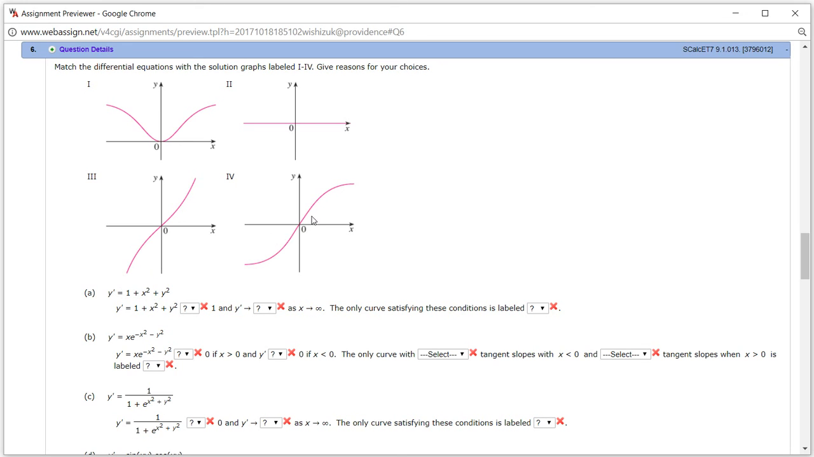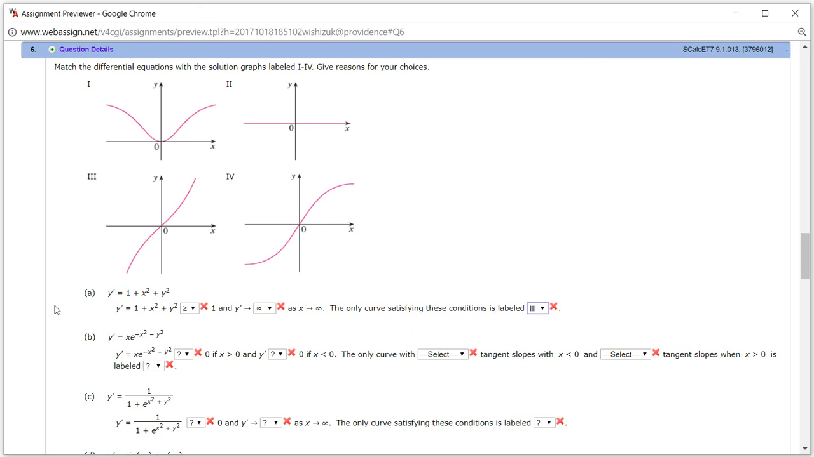So it's not going to have a graph where the slope is getting closer to 0 because it's getting flat. So number 3 is going to be the one. This is going to be greater than or equal to 1 as y goes to infinity, and the only curve satisfying that would be number 3.